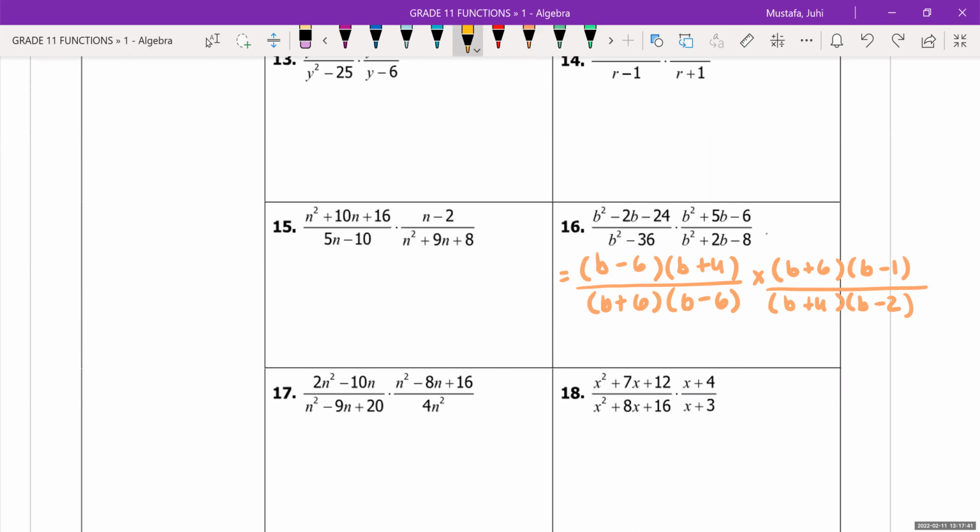So I got the following. I won't read it out loud. Let's see what we can cross out. The best part about these questions: b minus 6 and b minus 6, b plus 6 and b plus 6, and then b plus 4 and b plus 4. So we should be left with just b minus 1 at the top and b minus 2 at the bottom.